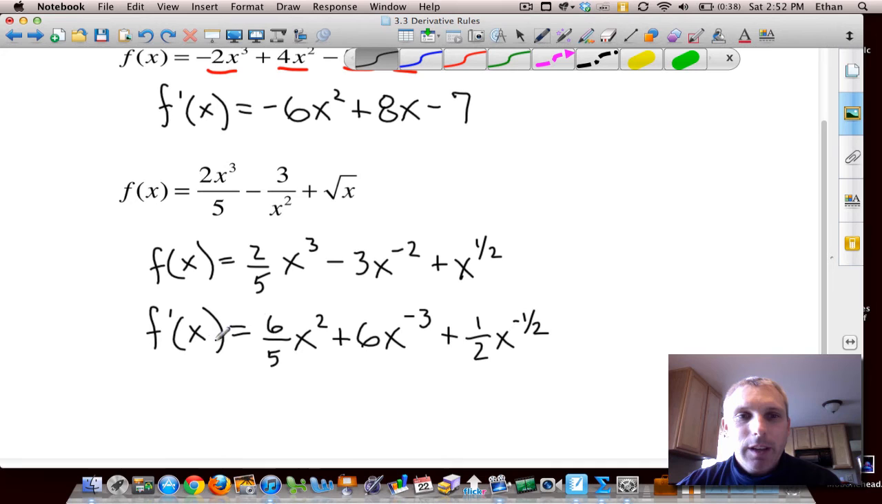Now at this stage of the game, leave it like this. In the next few days we're going to start talking about simplifying these, getting rid of the negatives, but for right now I just want to make sure we know the rules, and that is our derivative.